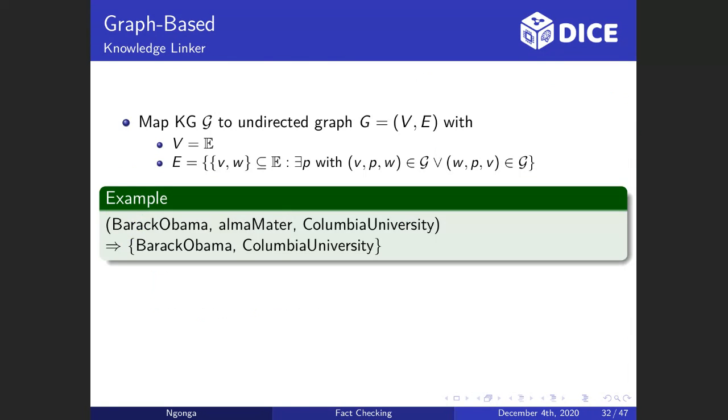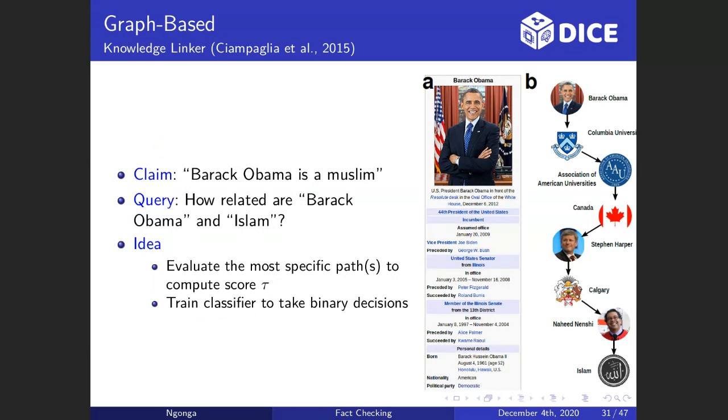Yeah, and on the slide, apologies, I was a bit too quick here. On the slide, you basically see what you get if you use something like DBpedia. The connection between Barack Obama and Islam goes through Columbia University, Association of American Universities, goes to Canada, to Stephen Harper, Calgary, Nadine Nashni, who studied in Calgary, and then Islam. And as you can see, this path is very, very long, given that the graph has a diameter of 7. This is really basically as long as you can get. So fundamentally, there's very little evidence for the claim.